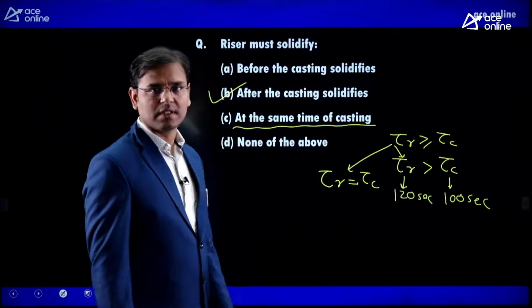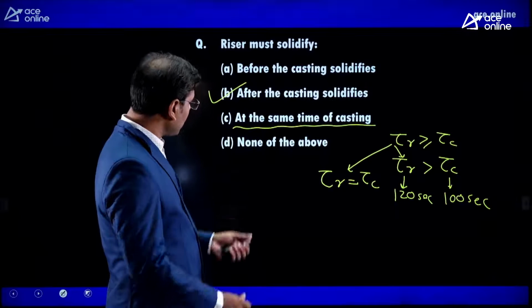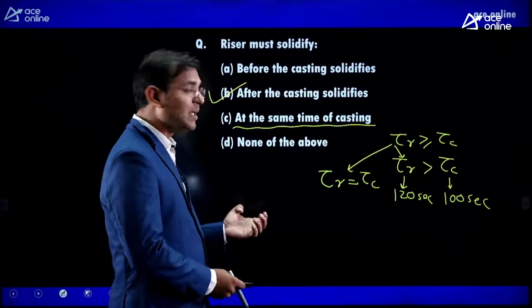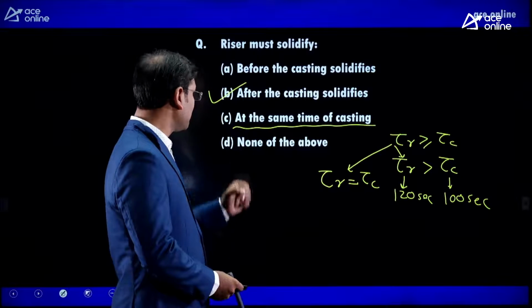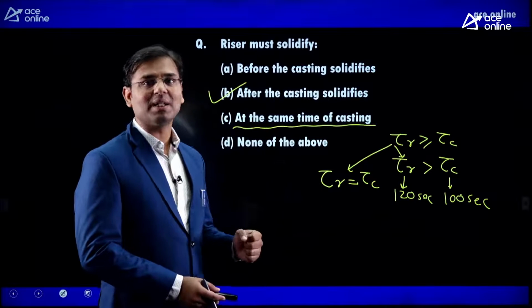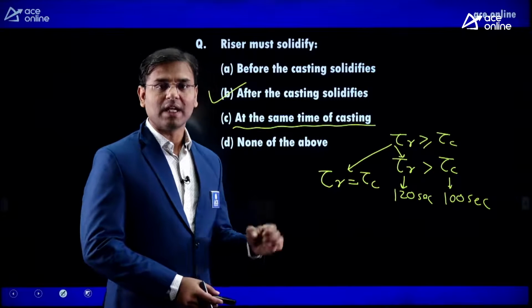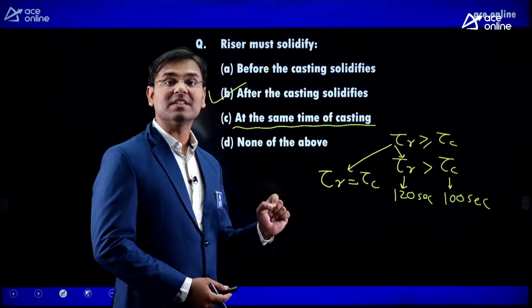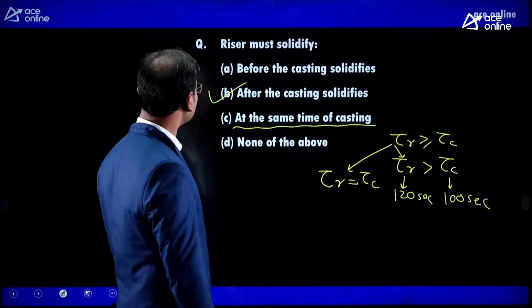At the same time of casting, that option is also available. Guys, now this option is also available, but if it is a multiple select question, we can choose the two options, then we can choose B and C. But if it is not a multiple select question, we have to give only one answer, then the correct answer is B. And if the B option is not available, then we can go with option C also. Yes, this question is completed.